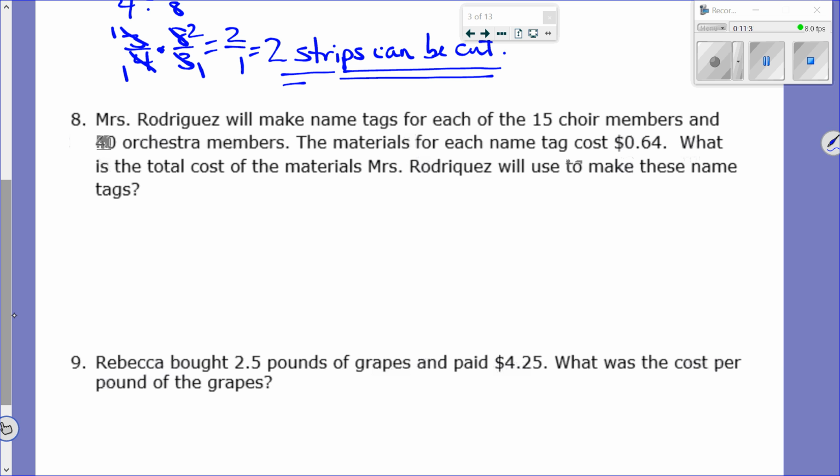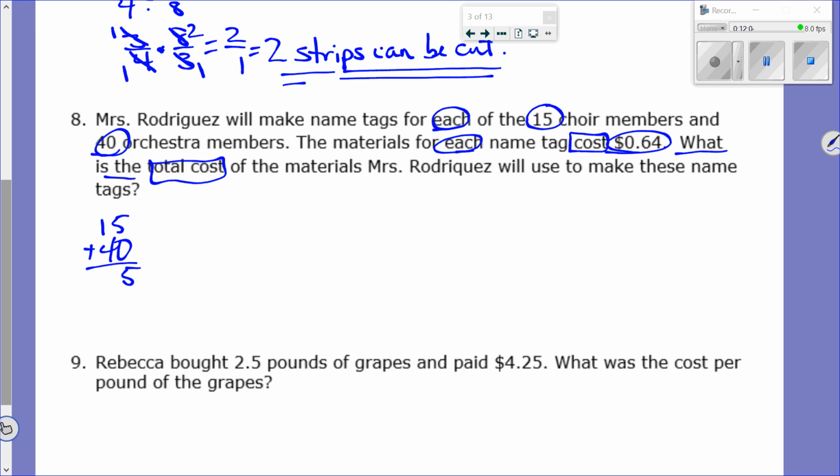Mrs. Rodriguez is making name tags for each of the 15 choir members and 40 orchestra members. The materials for each name tag cost 64 cents. What is the total cost of the materials? So I have a couple different ways I can do this. Fortunately, the materials all cost the same amount. So I could just add the numbers she's doing. So I can do the 15 plus the 40.